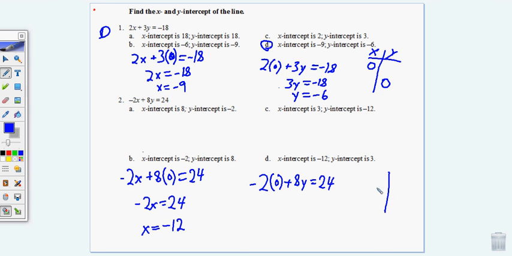And also, if you're doing the table method, just to keep you organized, if you plugged a 0 in for y, we got a negative 12. If we plug a 0 in for x, we're going to find out what we get for y. So negative 2 times 0 is 0, so 8y equals 24. If you divide both sides by 8, we get y equals positive 3. So looks like D would be a great choice because x-intercept is negative 12 and y-intercept is 3.